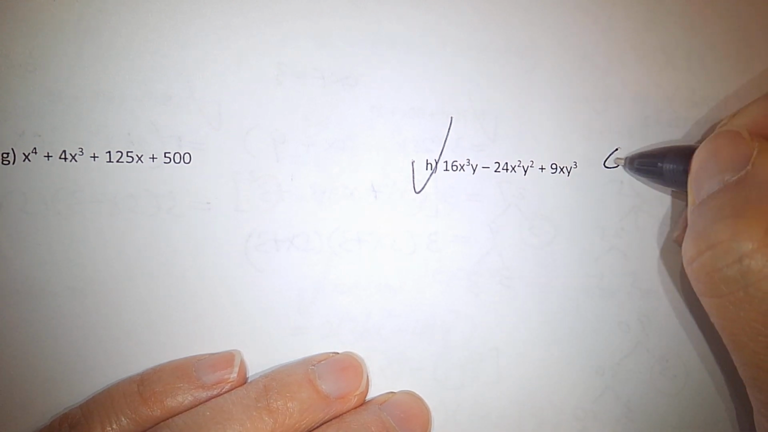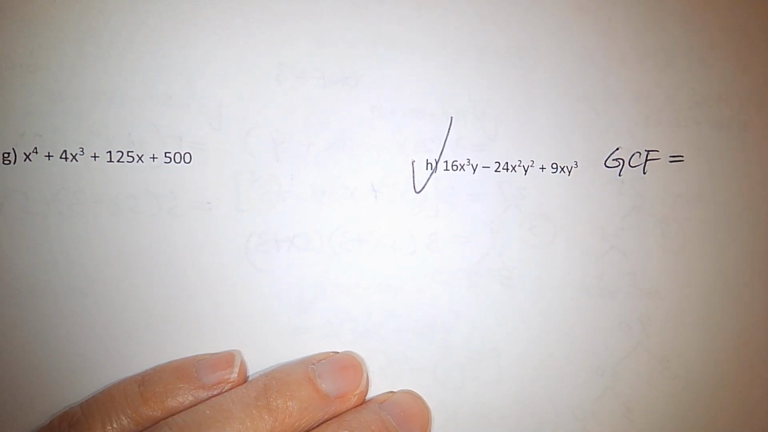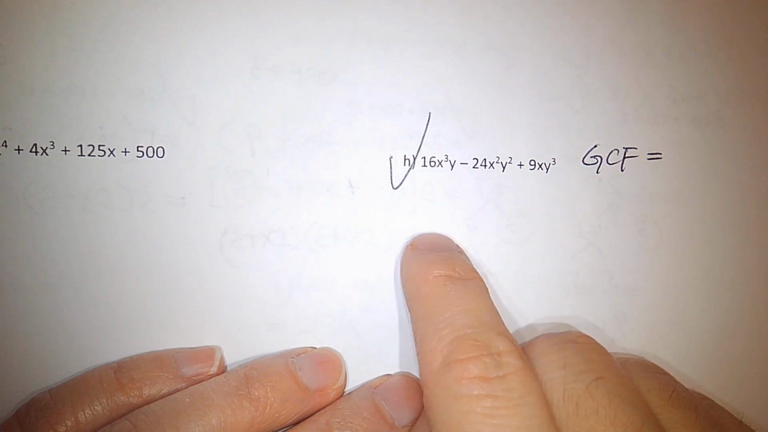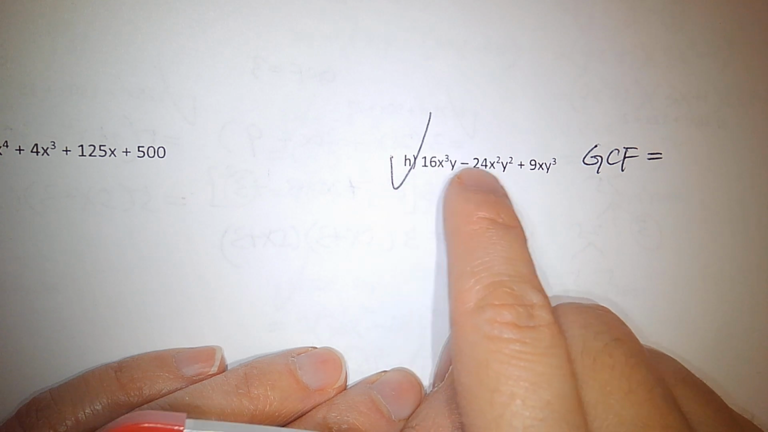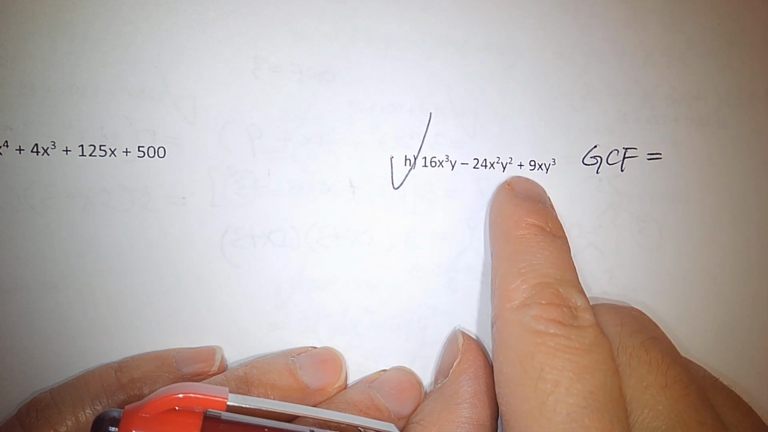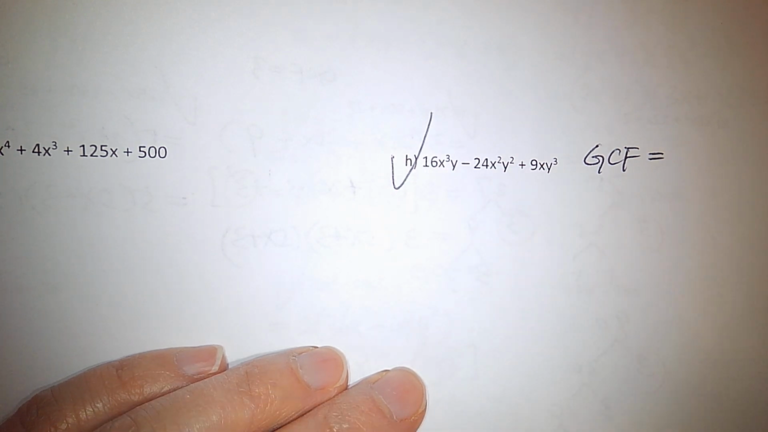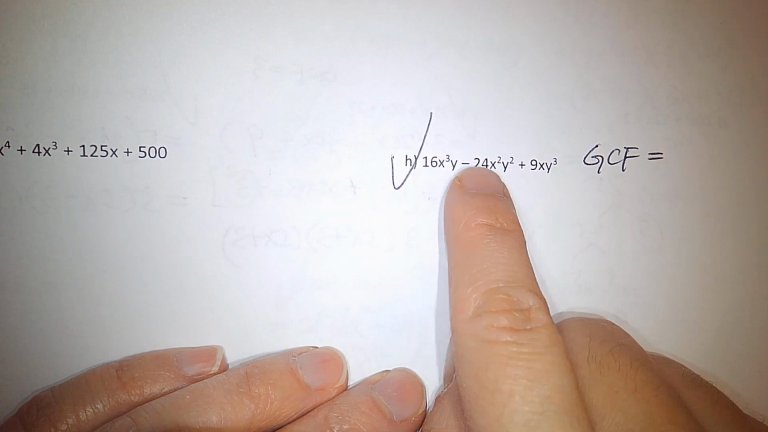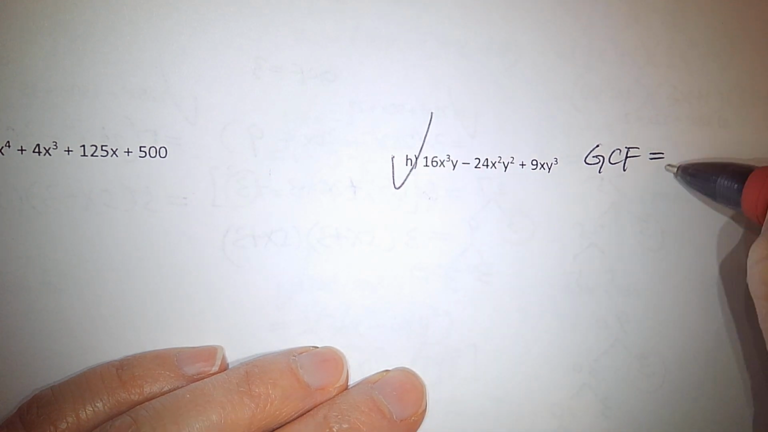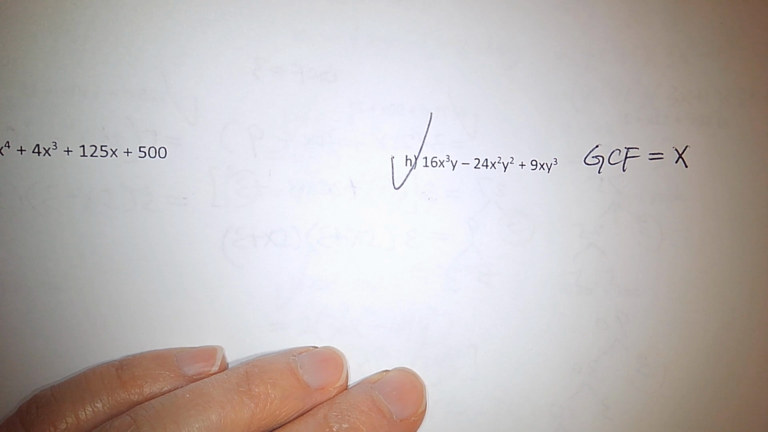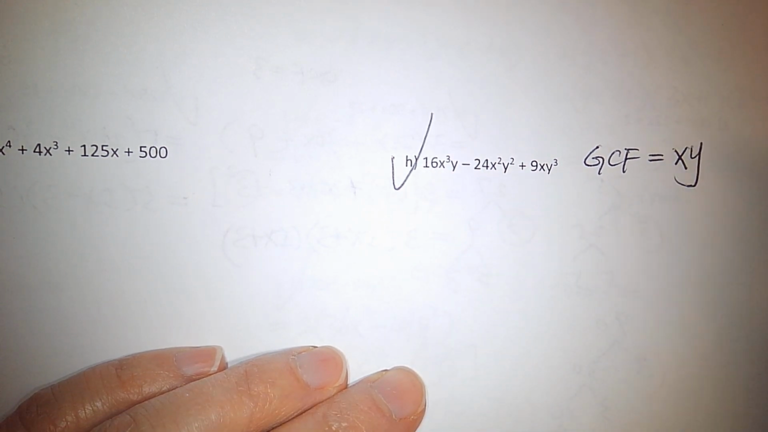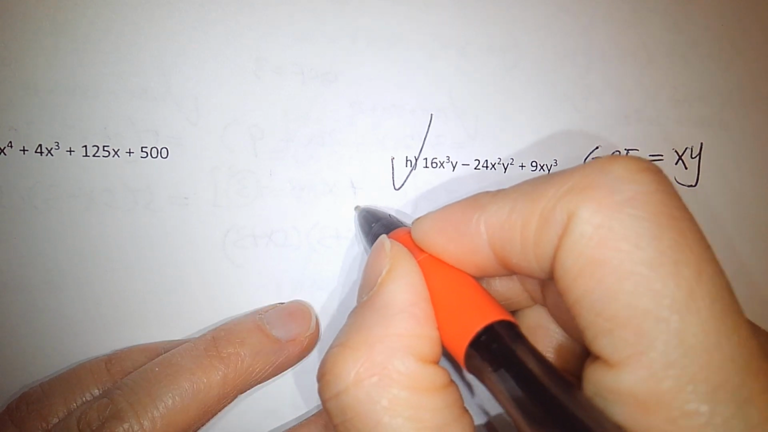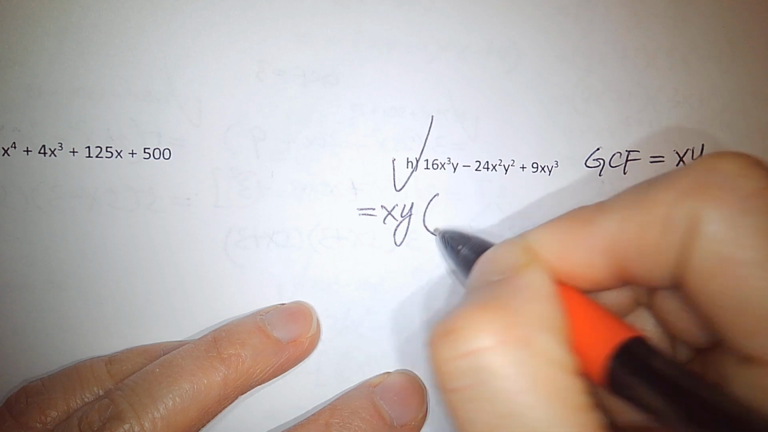What is the GCF? 3? 16, 24, 9, there's no GCF for the numbers, right? I would say 1. Then x cubed, x squared, and x: keep at least the lowest exponent of x. Y squared, y cubed, y. So factor out the xy.